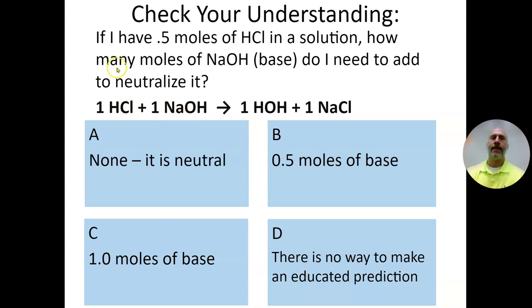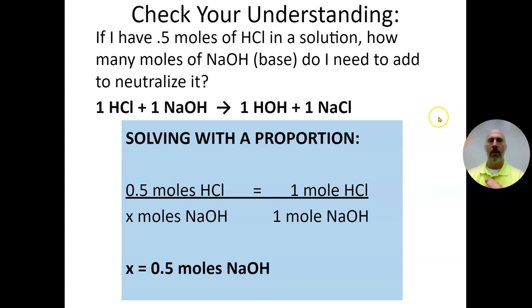Okay. So if this problem says I've got 0.5 moles of HCl, how many moles of base would I need? Now just with this, remember it's a 1-to-1 ratio. The correct answer here is 0.5, right? Because if it's a 1-to-1 ratio, however many moles of acid I have, I have to have the same moles of base. So if I have 0.5 acid, I'm going to have 0.5 base. You could also solve this with a proportion if you can't quite figure it out otherwise.